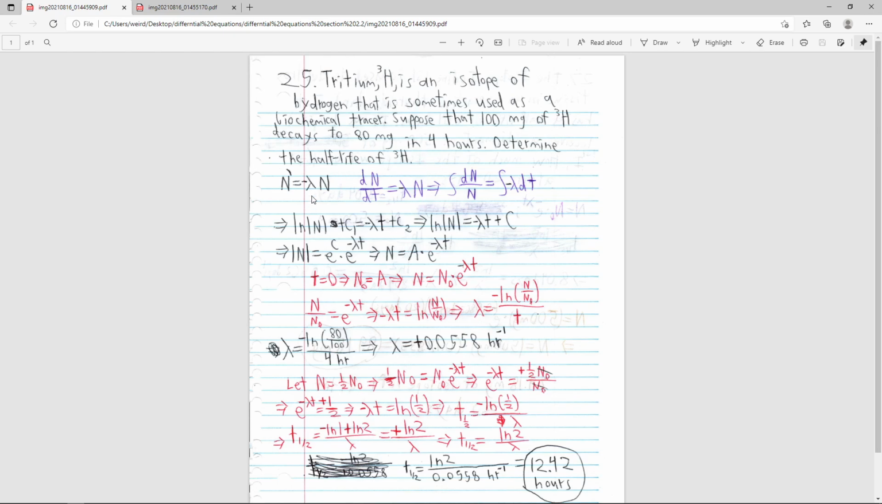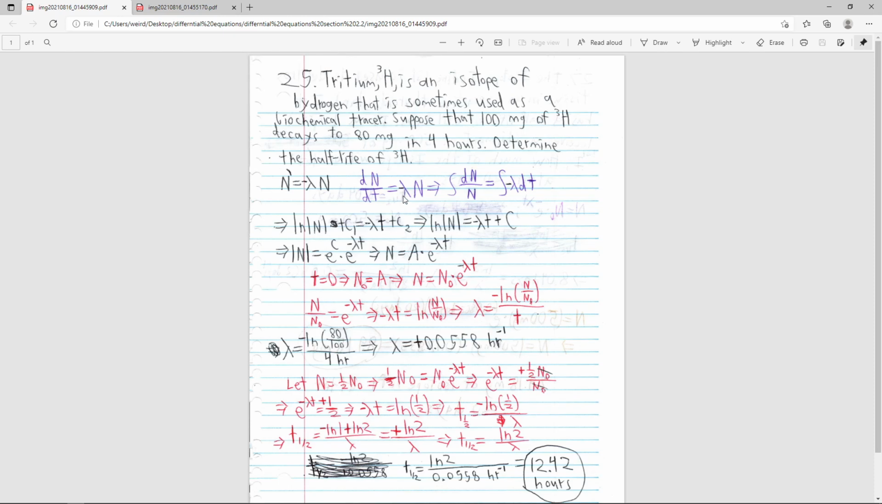So we have n prime equals negative lambda n. That's the general form for this type of exponential function with differential equations. So you have dn/dt, it's a separable one, equals negative lambda n. Exponential decay follows this often enough. It's a good approximation, at least in many situations, to get an idea.